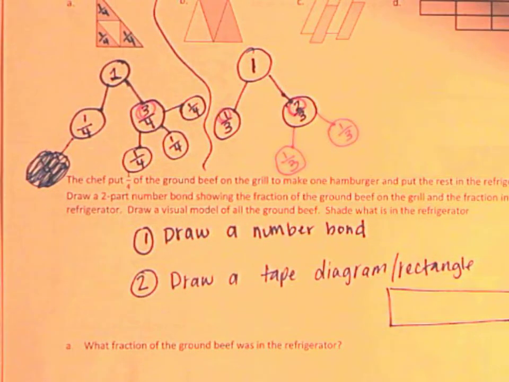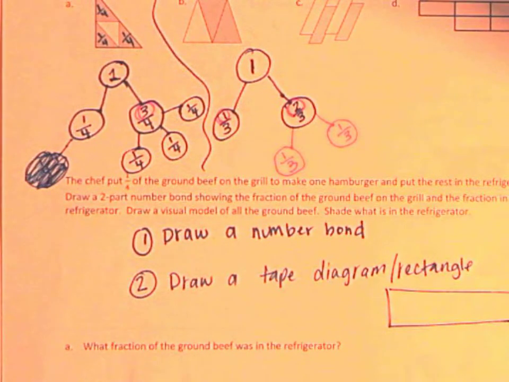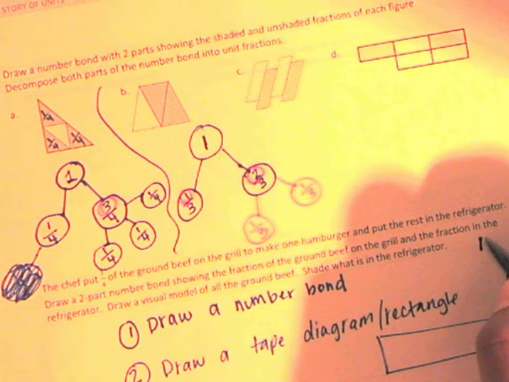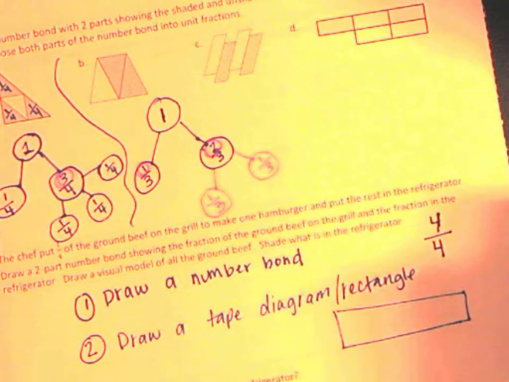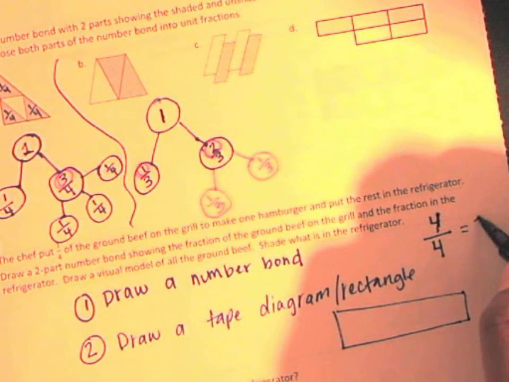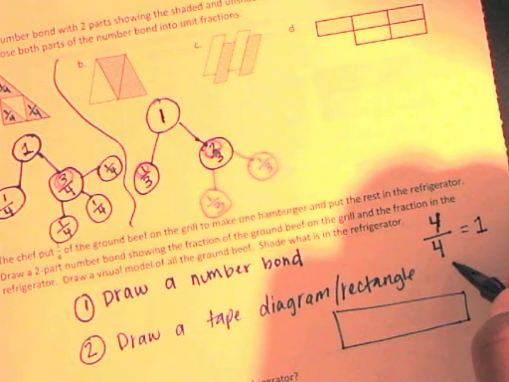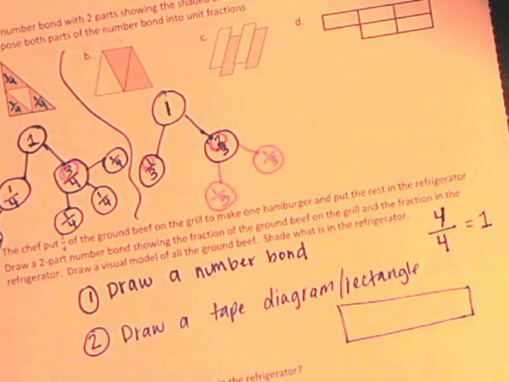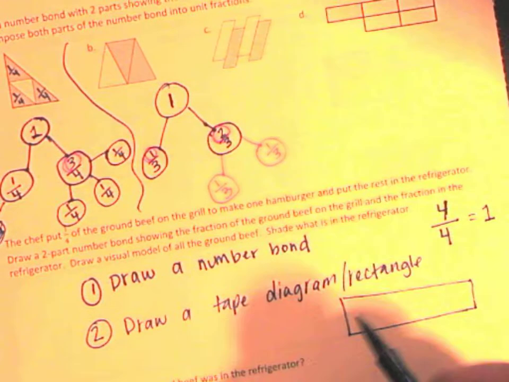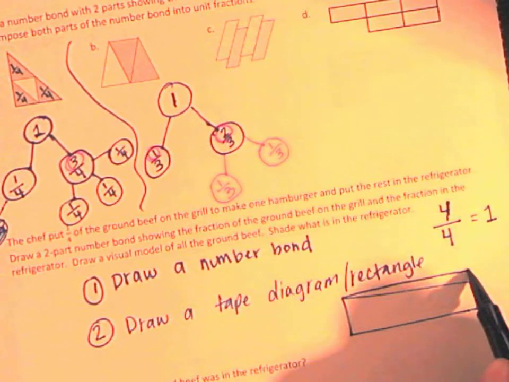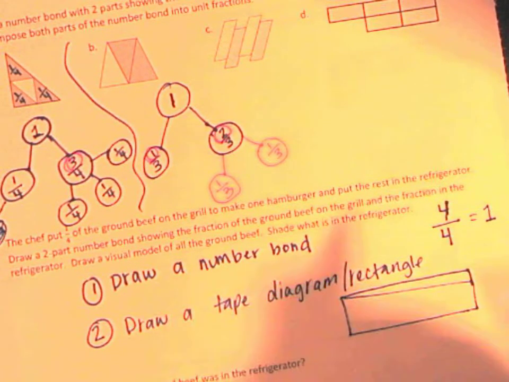So one thing that I want to remind you of is the same numerator, which means the top number, 4, and the same denominator, which is the bottom number, 4. This equals 1 whole. So if the number at the top and the number at the bottom match, that equals 1 whole. Okay. And the next thing I want to remind you of is to just make sure you use a rectangle. When it says draw a visual, a rectangle is your best bet to draw. Okay.